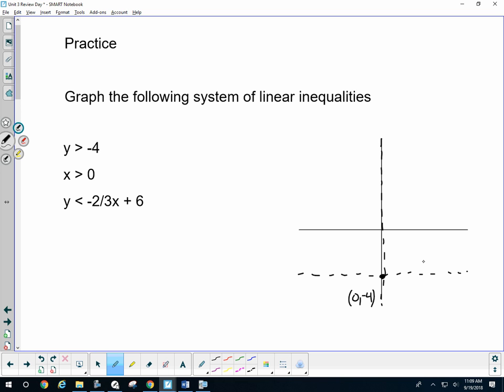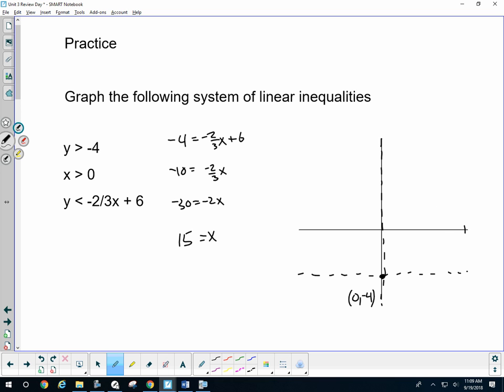But before we even sketch things, it's probably best to find the intersection between the y is less than -2/3 x plus 6 and the other 2 equations. And remember, to find the intersections, we set the equations equal to each other. So for y is greater than -4 and y is less than -2/3 x plus 6, I'll set -4 equal to -2/3 x plus 6. And then I'll solve. Subtract 6, -10. -2/3 x is equal to -10. Can multiply by 3. Divide by 2. And get x is positive 15.